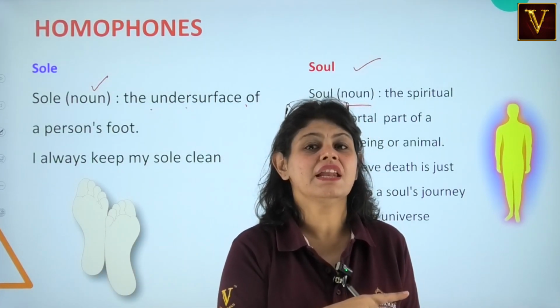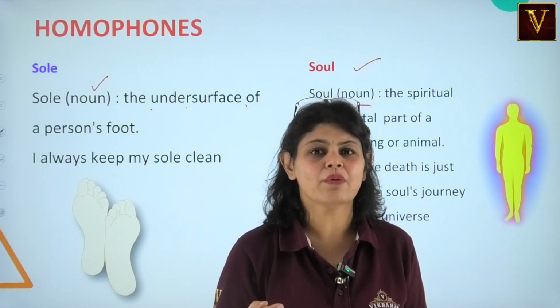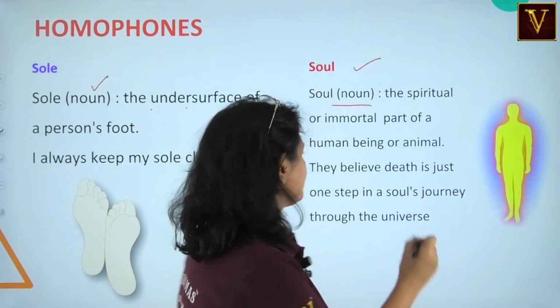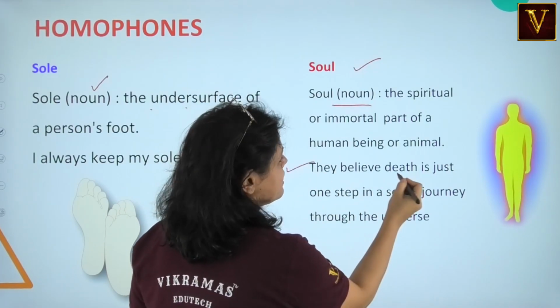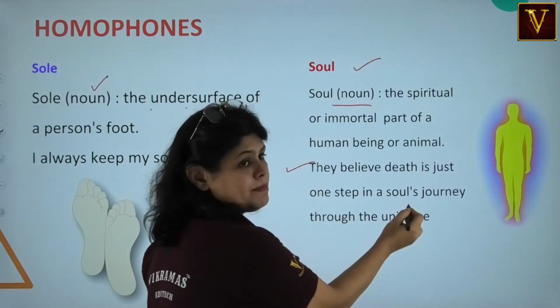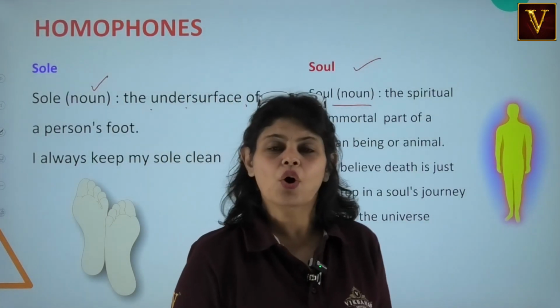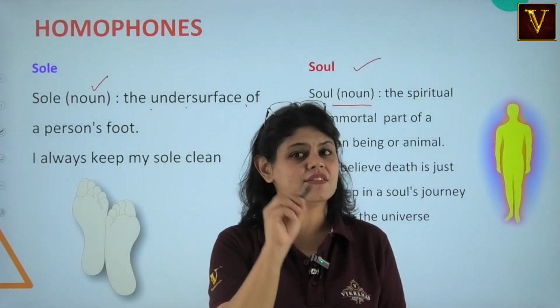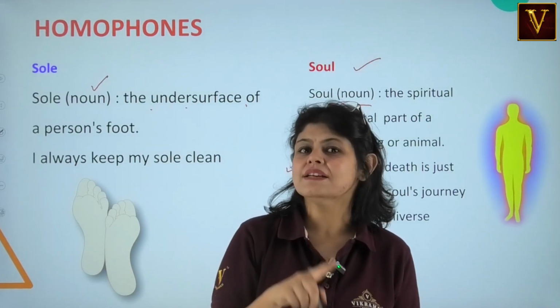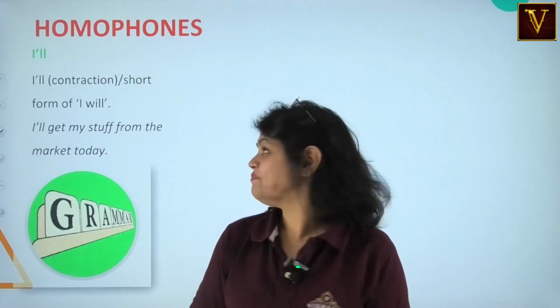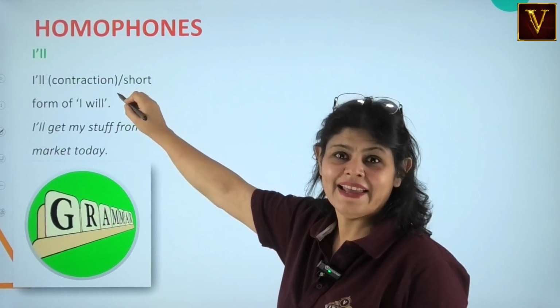I've seen that many kids make mistakes writing down the spelling of soul, right? Now, they believe death is just one step in the soul's journey through the universe. Now, hope you have understood the difference between S-O-L-E, sole, and S-O-U-L, soul. Next is I'll.